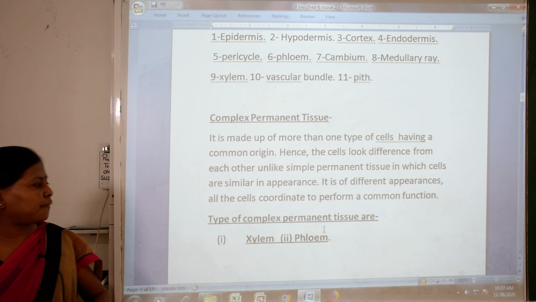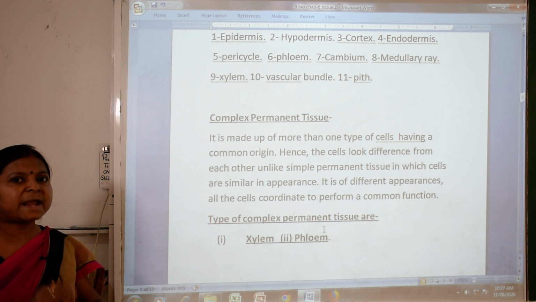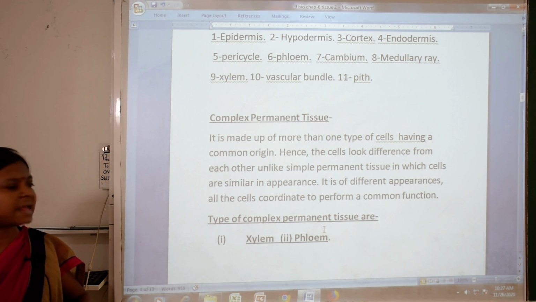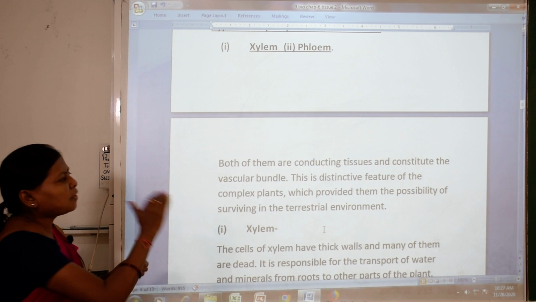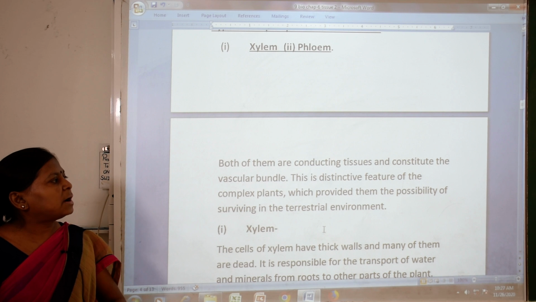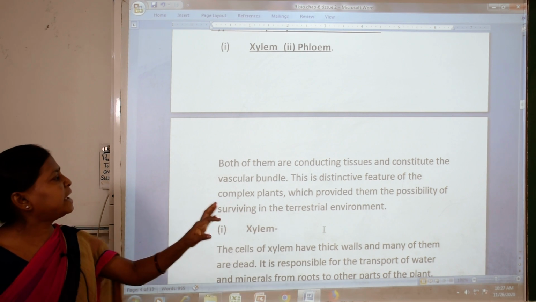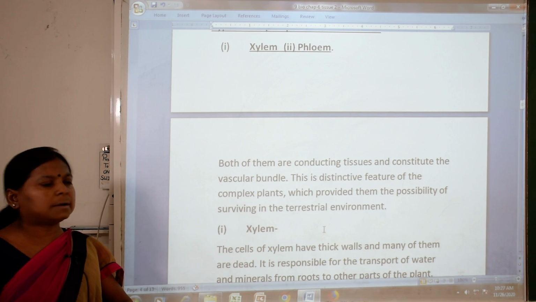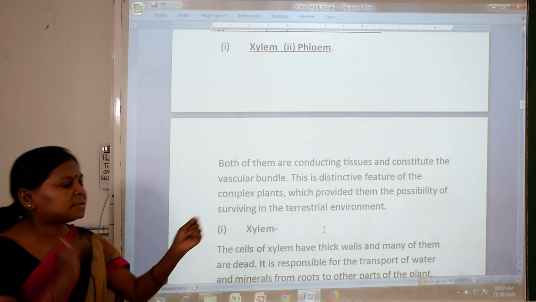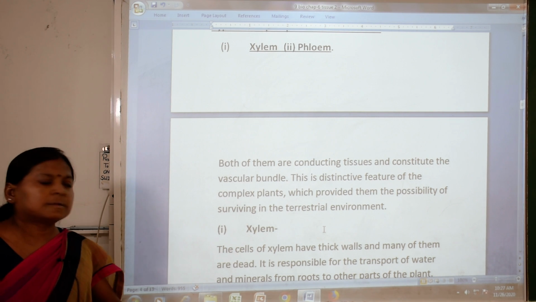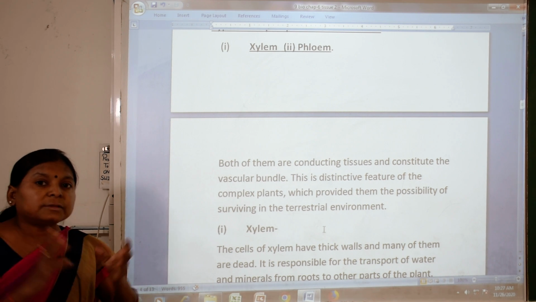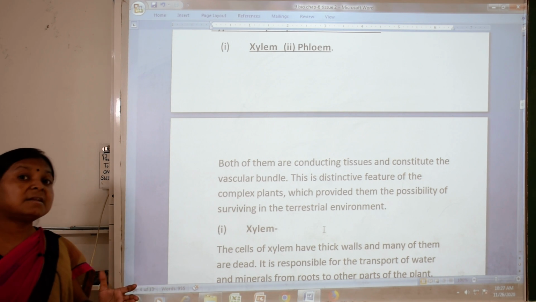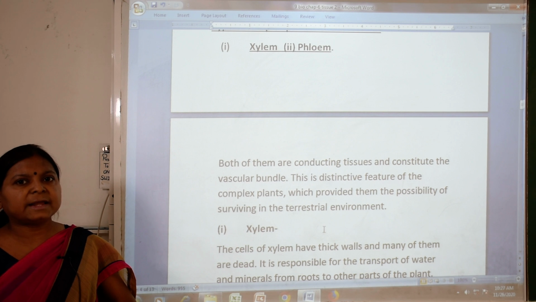What are the types of complex permanent tissue? There are two types, xylem and phloem. Both of them are called conducting tissues and they constitute the vascular bundle. Do you know, this is the distinct feature of complex plants which provides them the possibility for survival in the terrestrial environment. We are going to study about xylem.